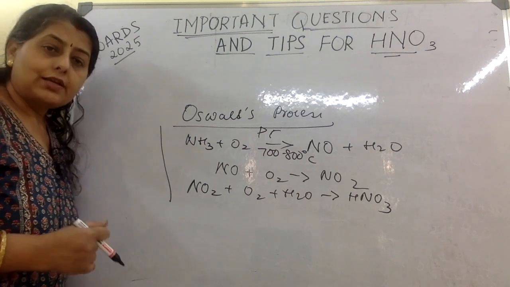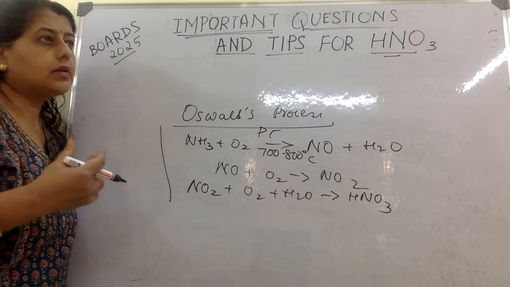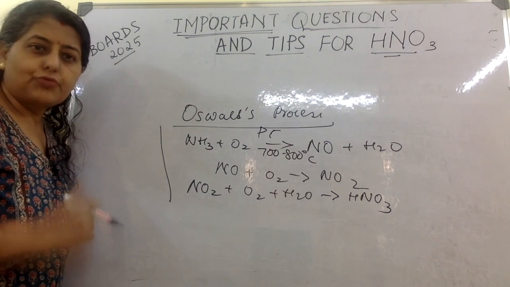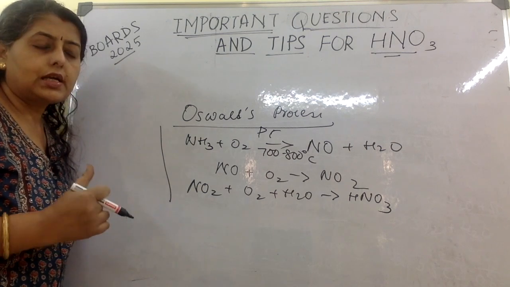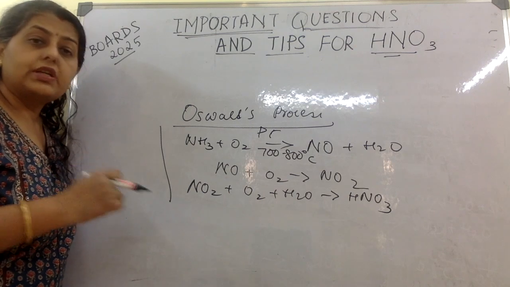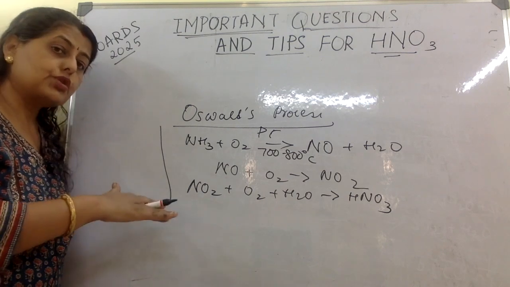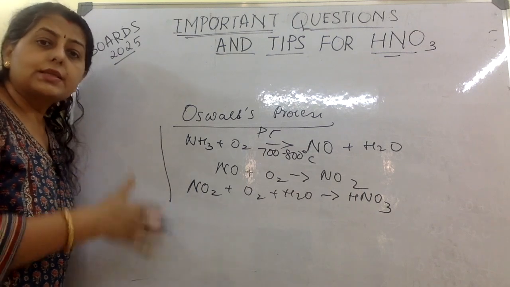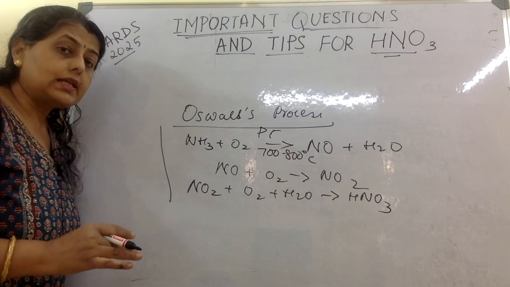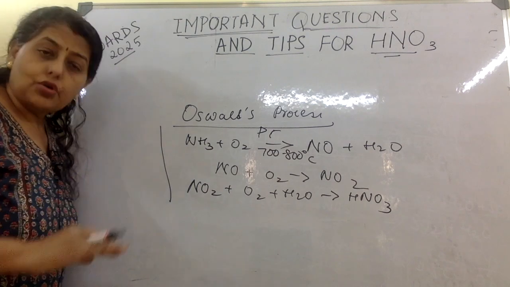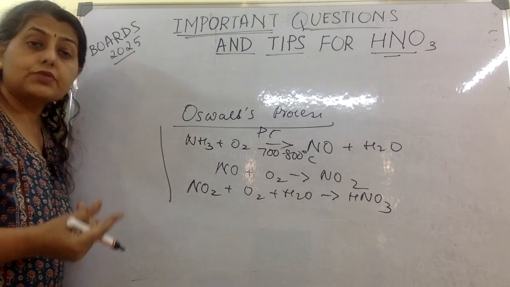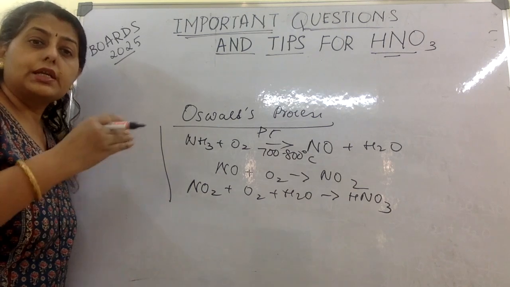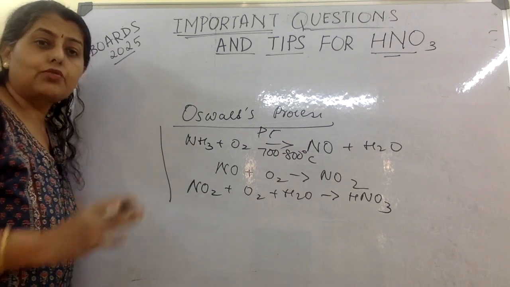Now one thing I want to tell you all. Nitric acid has two very important properties. One is its oxidizing property and the other is that it is a very volatile acid. Just like H2SO4 was a non-volatile acid, and because of that it found many uses, similarly HNO3 is a volatile acid, and because of that it is not used in many cases. What does volatile acid mean? Volatile means if you leave it at room temperature, it will evaporate and reduce in quantity.